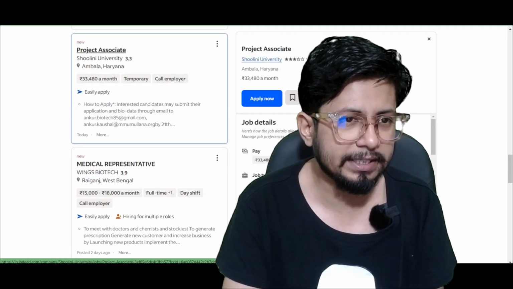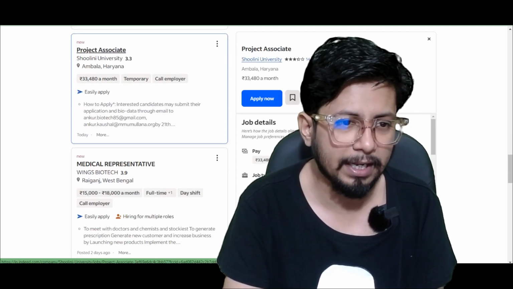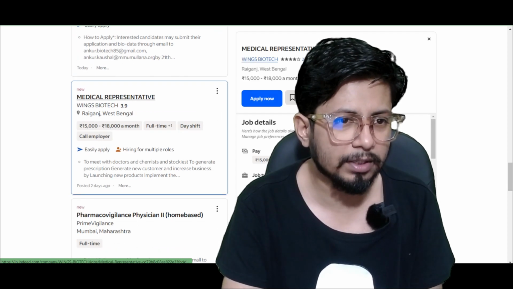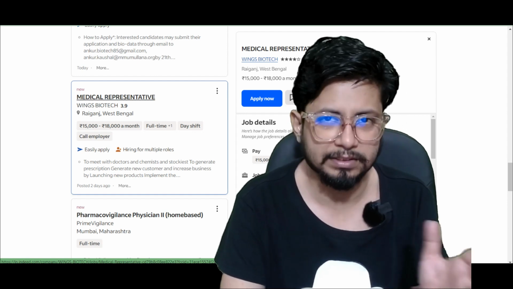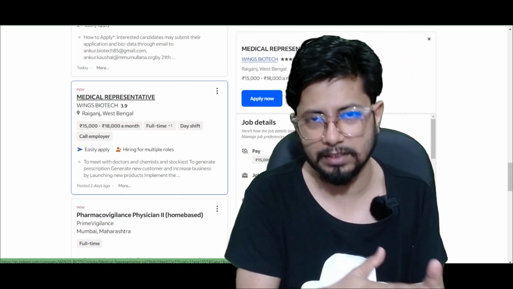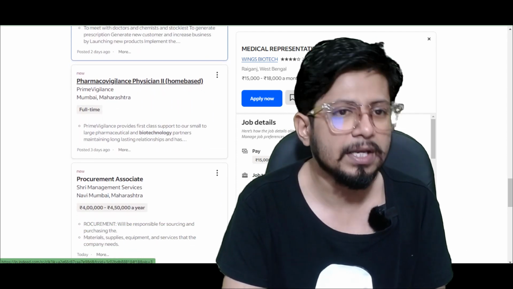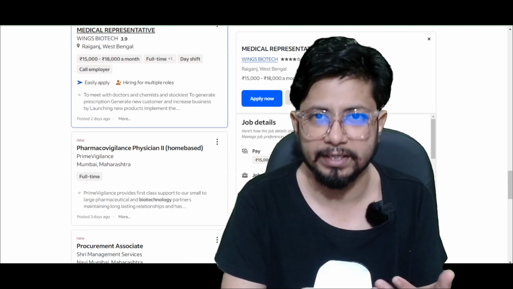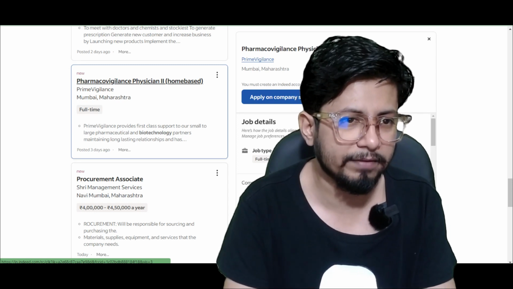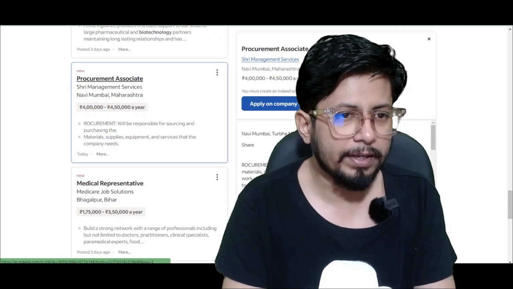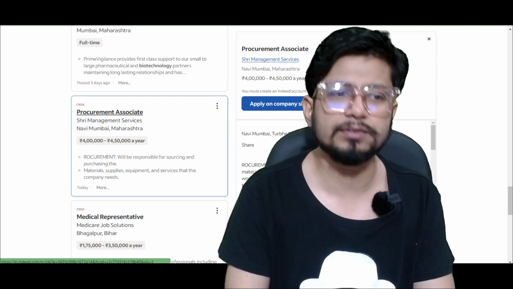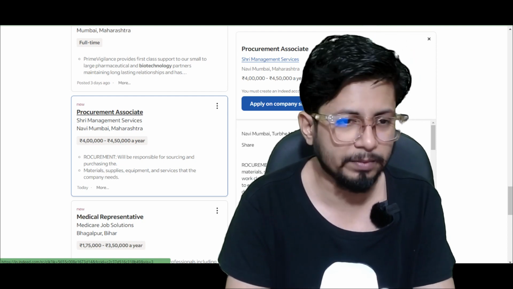Project associate is needed in Shulini University, Ambala, Haryana. Salary 33,500 a month. Okay, Wings Biotech Kolkata, again hiring for medical representative. You can see 15,000 to 18,000 salary. 10 years ago the salary was also 12,000 to 15,000. Now it's 15,000 to 18,000, so the hike is also very low here. It can also only be hiked after reaching a certain experience level. Pharmacovigilance physician, home based, required, Prime Vigilance company, Mumbai, Maharashtra. Okay, then we have medical representative job again in Bihar. Procurement associate is needed in Shree Management Services in Navi Mumbai, Maharashtra.